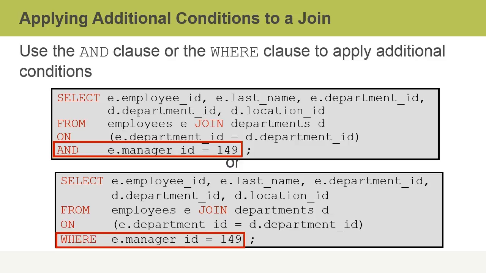The first SQL statement displays an example of how to add additional conditions to the ON clause by including the AND clause. Alternatively, the second SQL statement displays an example of how to use a WHERE clause to apply additional conditions. Both of these queries produce the same output.